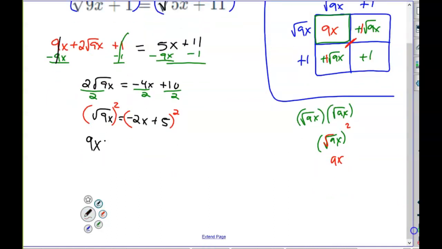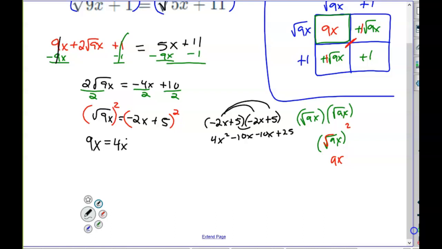So I get 9x over here, and then think of this as maybe more side work. You need to FOIL that out. So I get a positive 4x squared minus 10x minus 10x plus 25. So we get all of that.